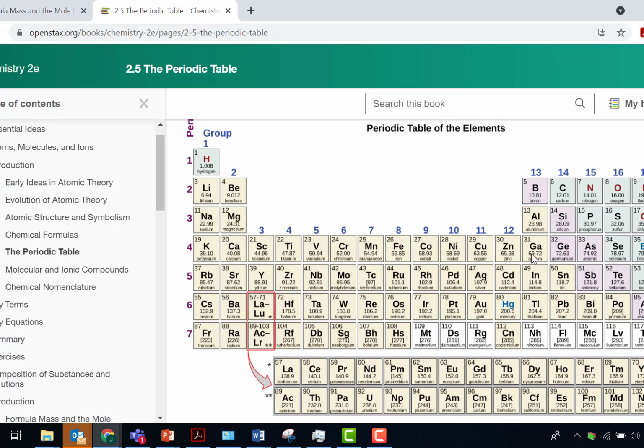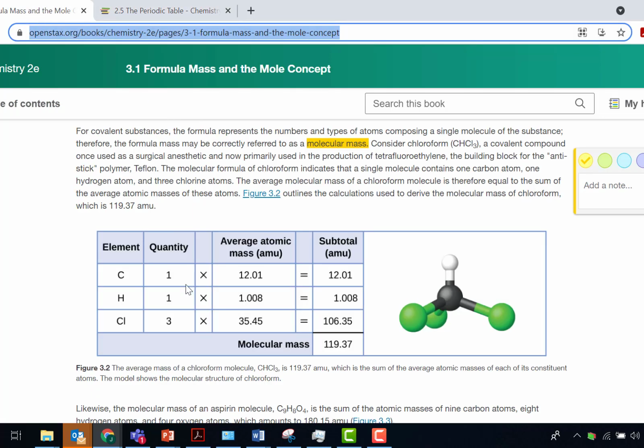So I went ahead and pulled up our periodic table from our textbook just to remind you how we find these numbers. So we had carbon, so we find C. Underneath that we have 12.01, so we would write down that number. We have H. Underneath that, we have 1.008, so we would write down that number. And we have Cl, so we have 35.45, so we would write down that number. So this is how we find the average atomic masses from the periodic table. Okay, so going back to our calculation, we're showing those numbers here.